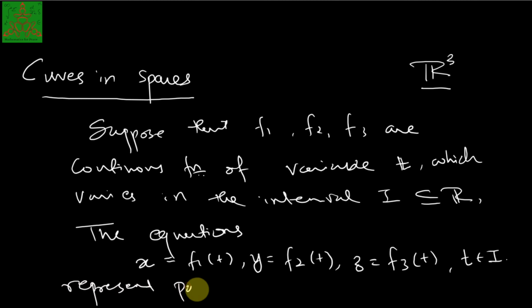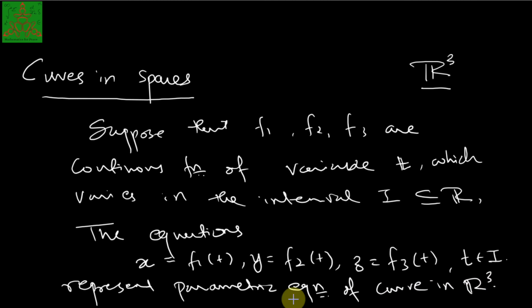They represent the parametric equation of a curve in R3, or I can say a three-dimensional space. A standard parameter is the length of the curve measured from some point of the curve. In such a case, the symbol s is used instead of t. So many times, instead of t, a standard symbol s is used, which is known as the length of the curve.